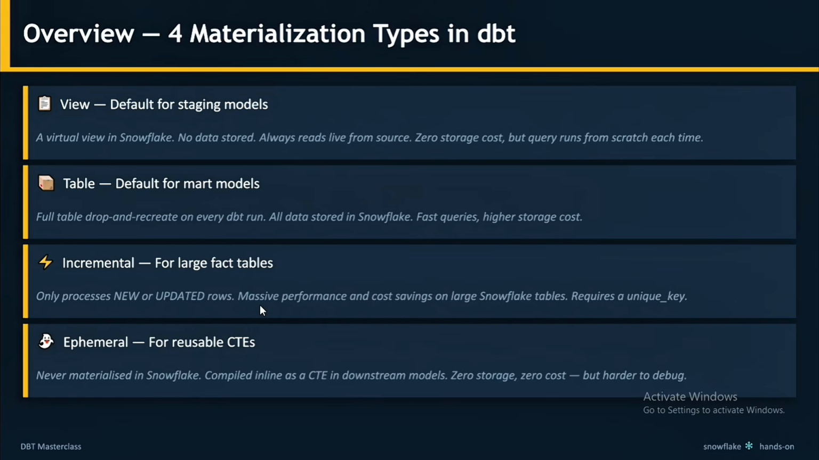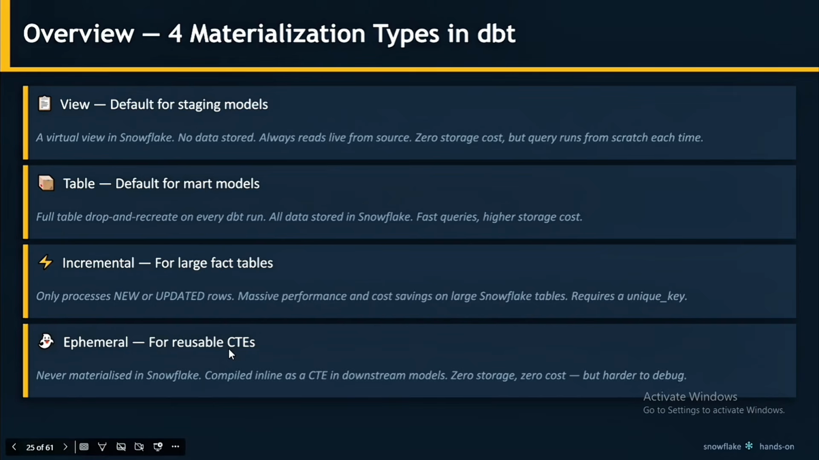Third one is incremental. This is the most powerful and most sophisticated materialization. On the first run, it behaves like a table and loads all the history of your data into your table. On every subsequent run, it only processes new or updated rows and merges them into the existing table. If you have a fact table with 10 billion rows and you do not want to rebuild the whole thing every hour, incremental lets you only process the last hour's worth of data. So this saves massive amounts of compute time and Snowflake credits.